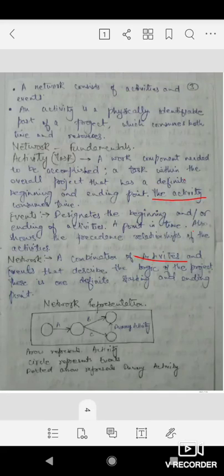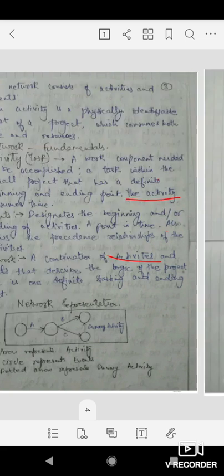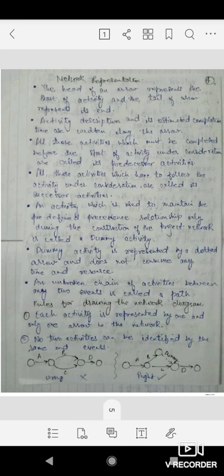Hi students, this is my third lecture on industrial management of Unit 5, which is project management. I have discussed network fundamentals, activity, events and network in lecture 2. Today I will discuss network representation. As you can see here, this is our slide. We will discuss this slide today.